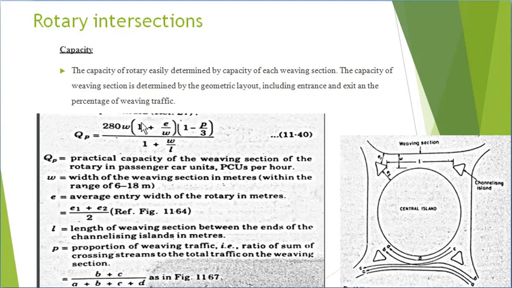This is the equation for calculating capacity of the rotary intersection. Okay, and this portion is clearly explained in the textbook, page number 240. After watching this video, you just go through the textbook and read this portion.